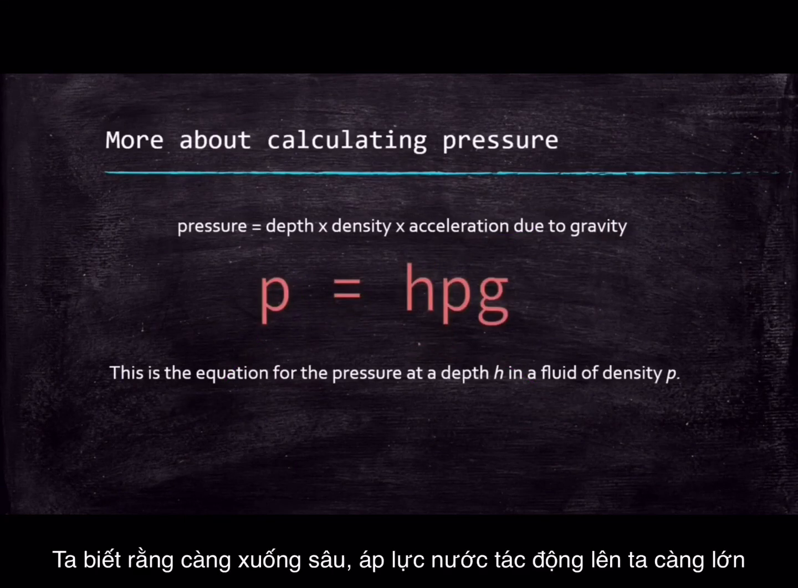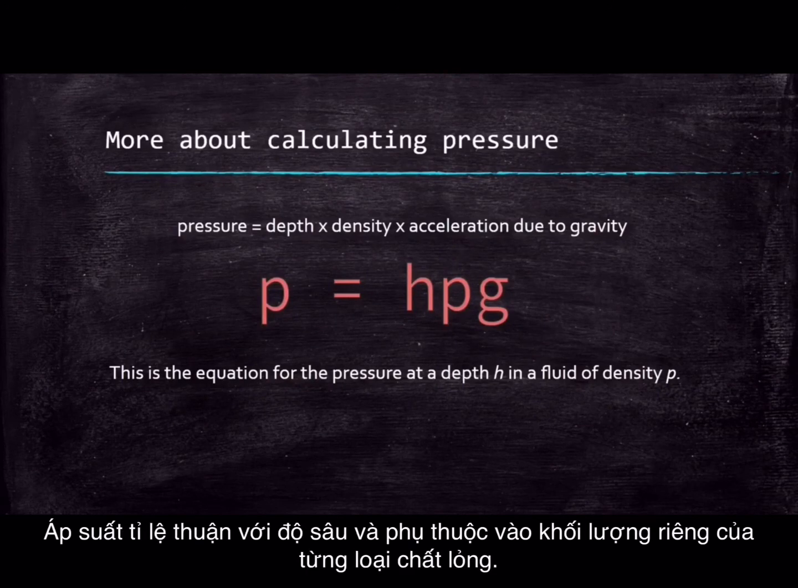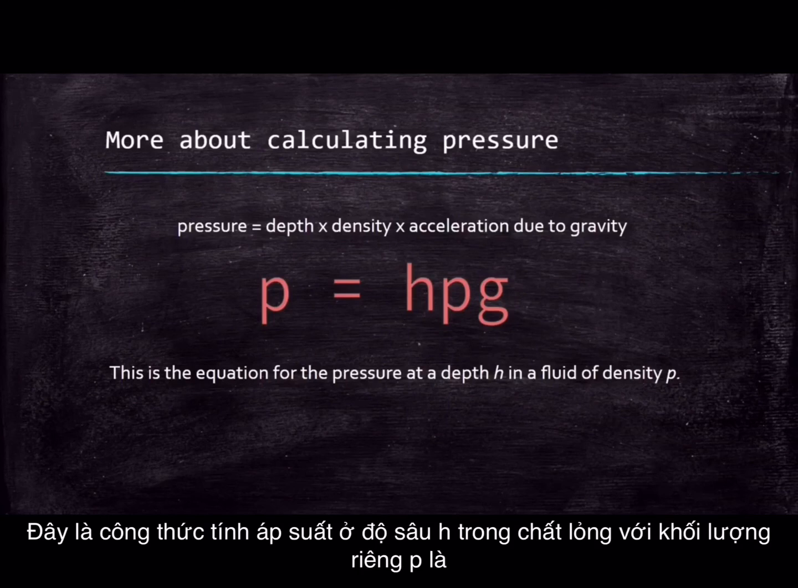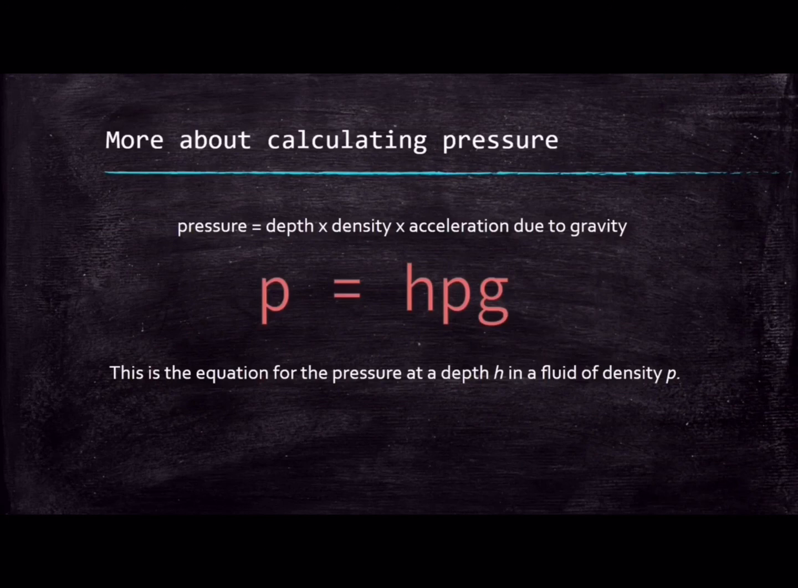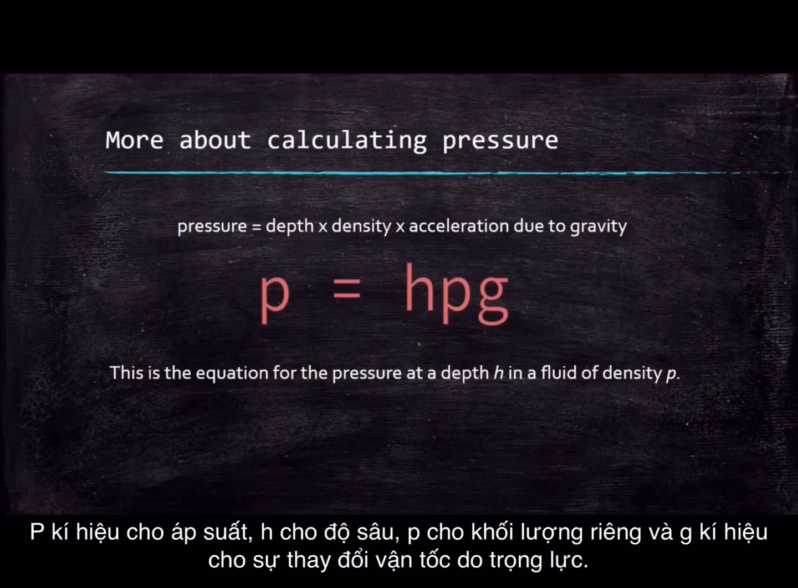We have known that the deeper one dives into water, the greater the pressure. Pressure is proportional to depth, and it also depends on the density of the fluid. We can write the equation for the pressure at depth h in a fluid of density ρ: pressure equals depth multiplied by density multiplied by acceleration due to gravity, P = hρg. P represents pressure, h is depth, ρ is density, and g represents acceleration due to gravity.